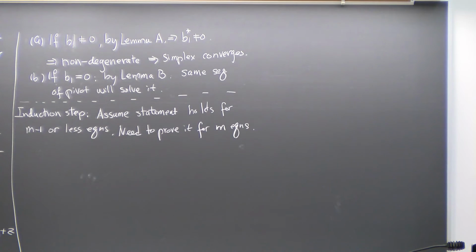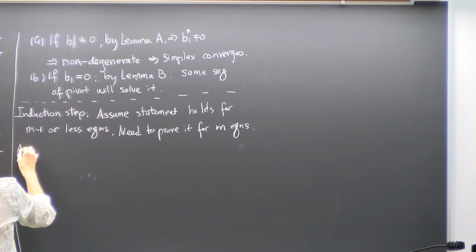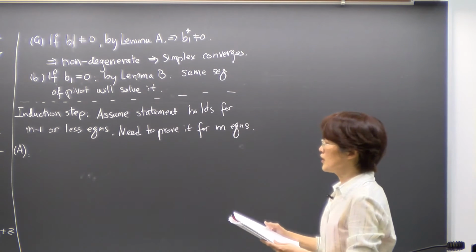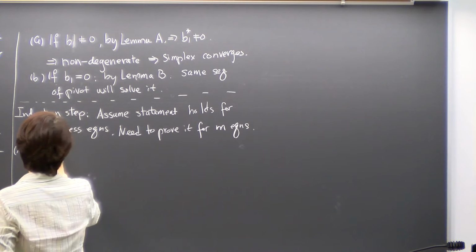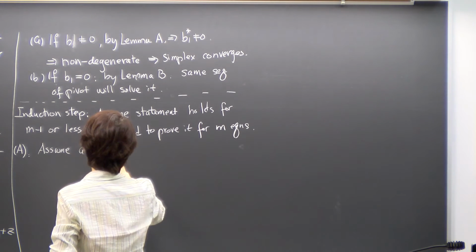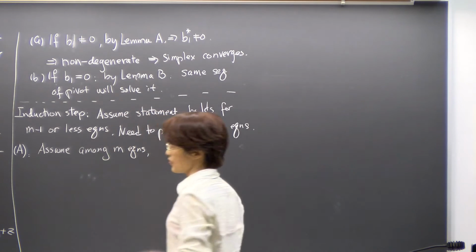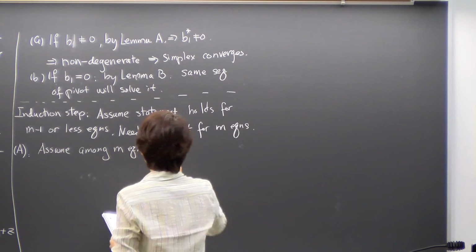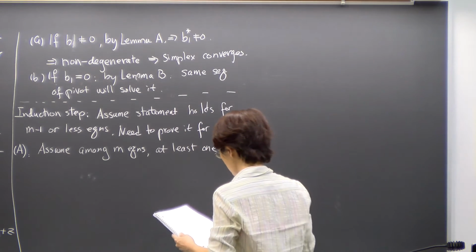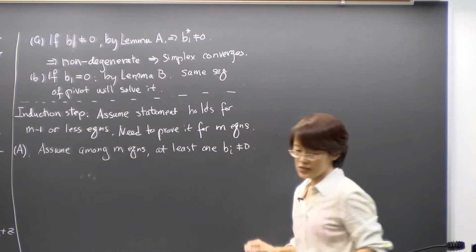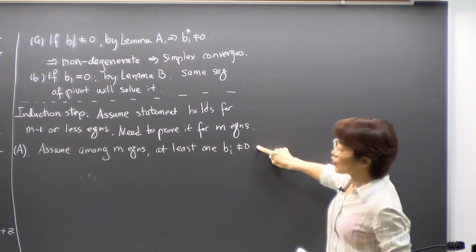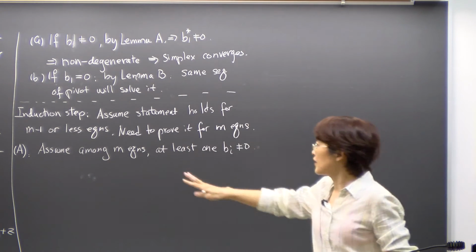You know that degeneracy plays an important role here. So let's look at the first case, case A. That is, I do not run into complete degeneracy. Assume now I am in the situation that among the m equations, I'm considering this system of m equations now, at least one of the right-hand side b_i is not 0. Is that clear? So we will establish this inductive step for this first. And if they're all 0, we'll deal with that later.